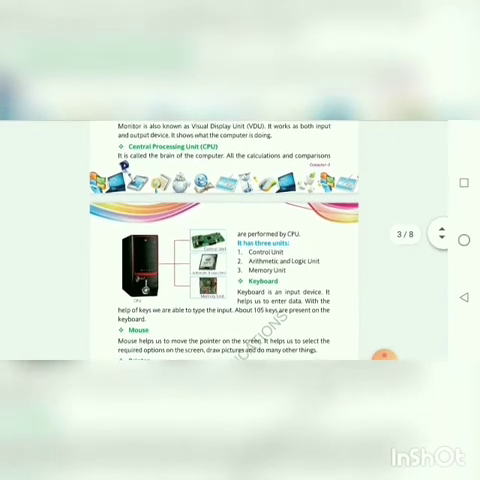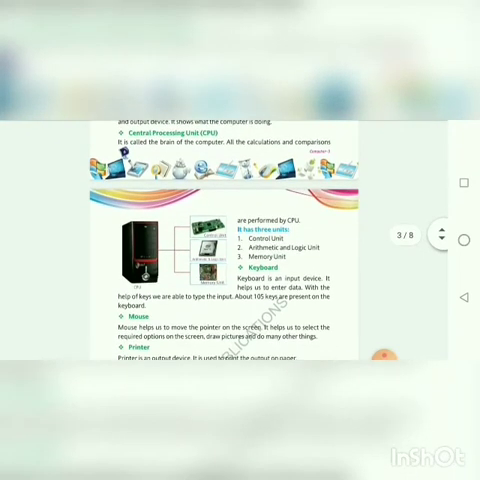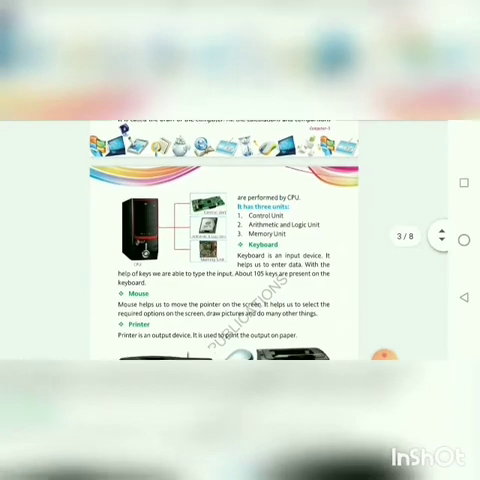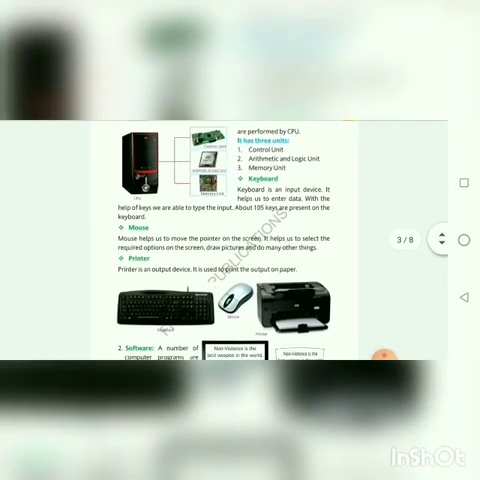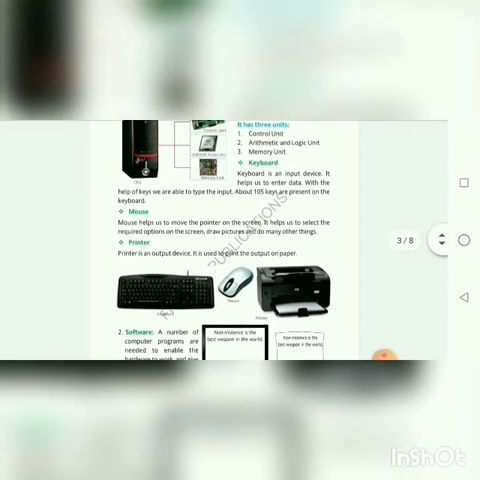All calculations and comparisons are performed by the CPU. The CPU has three parts: CU, MU, ALU. CU is the control unit, MU is the memory unit, and ALU is the arithmetic logic unit.